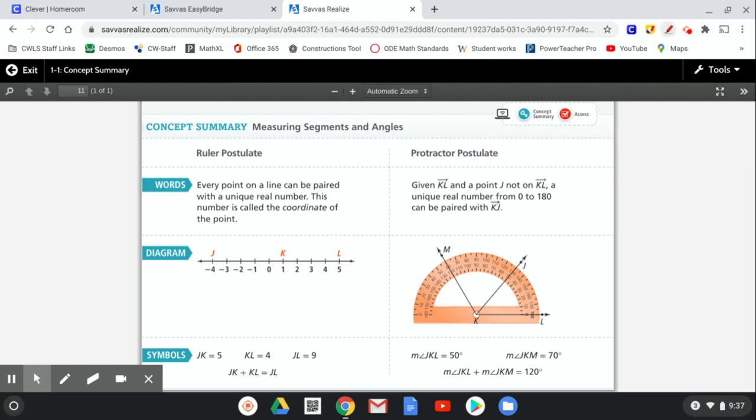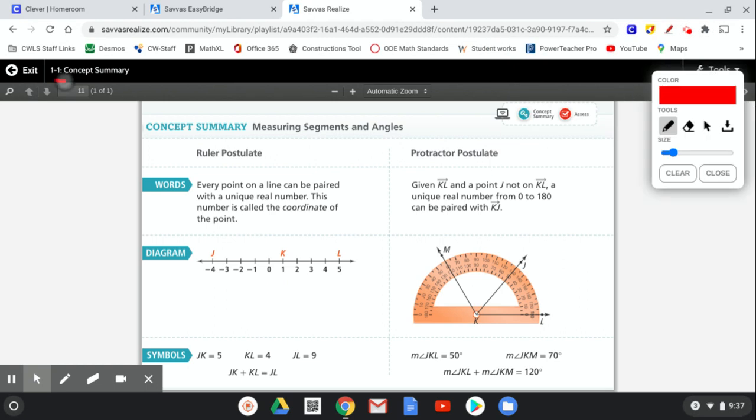All right, guys, so the last thing I want to talk about is called the 1.1 concept summary. It talks about measuring with a ruler and protractor and everything. I think the biggest thing is there's a number line here with the ruler postulate. The one thing I want you to get out of this is if we have J at -4 and K at 1, and I ask what's the distance from J to K? First of all, hopefully you never give me a negative number, because distance can never be negative. You can't run -5 miles. Okay. It doesn't make any sense.